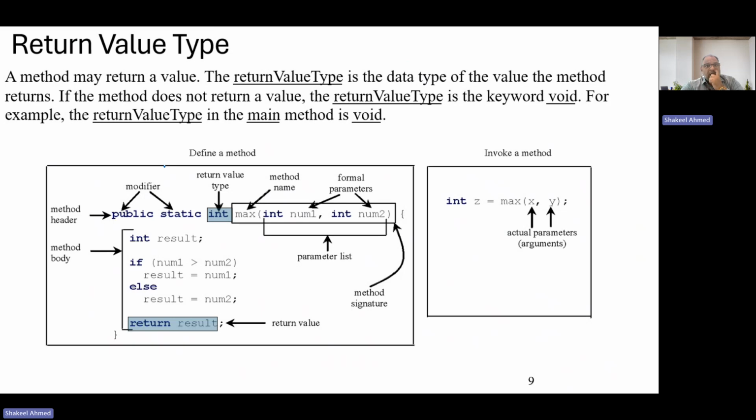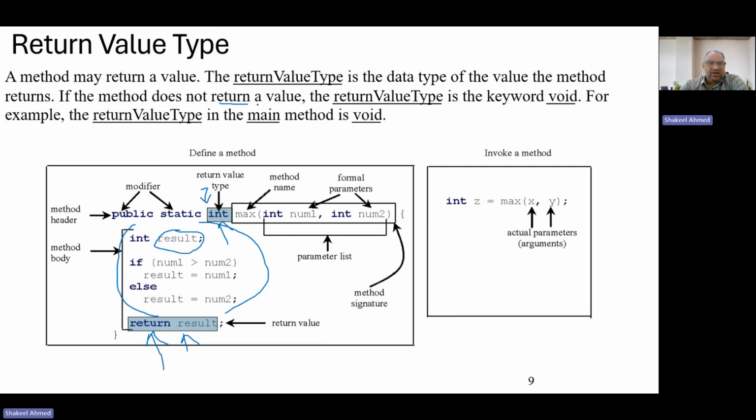Now, as I mentioned about the return value, a method may return a value. The return value type is the data type of the value the method returns. So the method is returning an integer value, so we will write here an integer. The answer is in the result here, and it is returning the result as an integer. So the return type should also match the value the method is returning.